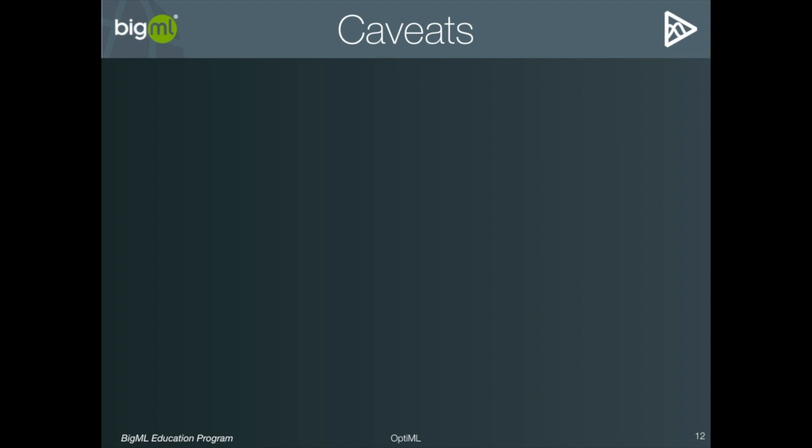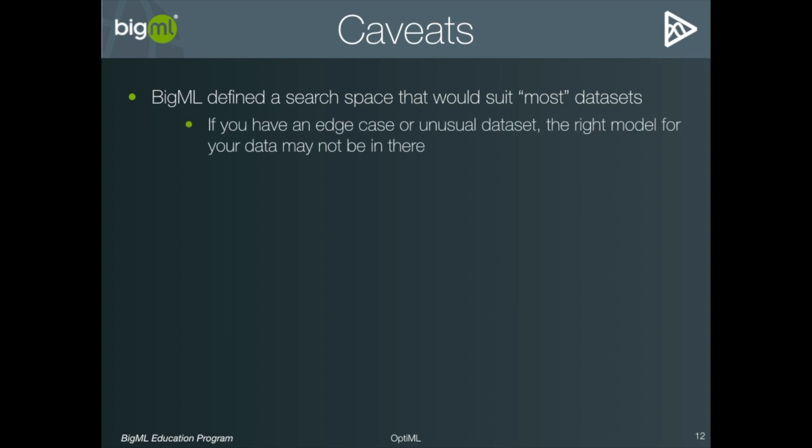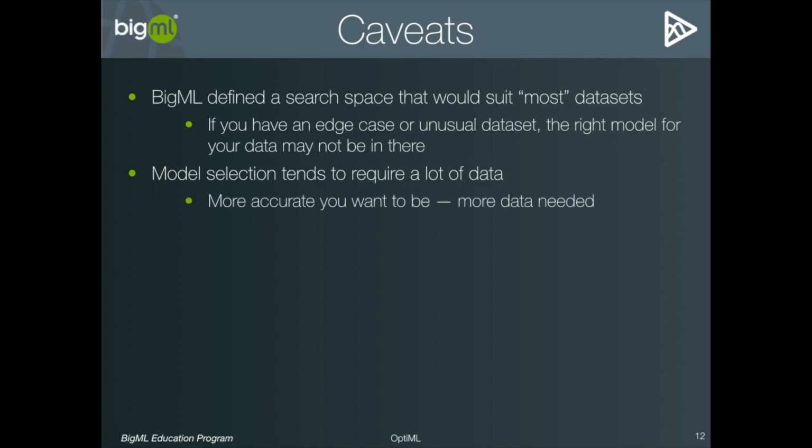Next, here are a few caveats to keep in mind when using OptiML. The first is that BigML had to define a search space that would suit most datasets. Therefore, if you have an edge case or an unusual dataset, the right model for your data may not be in there. These cases are few and far between, but it is possible. The second is that model selection tends to require a lot of data, so the more accurate you want your OptiML to be, the more data you will need.